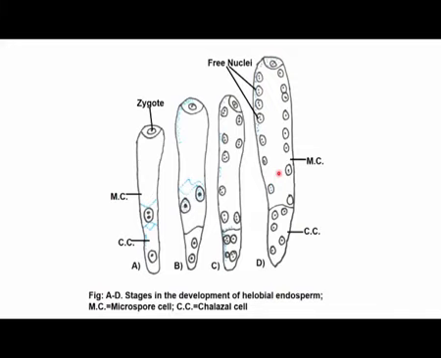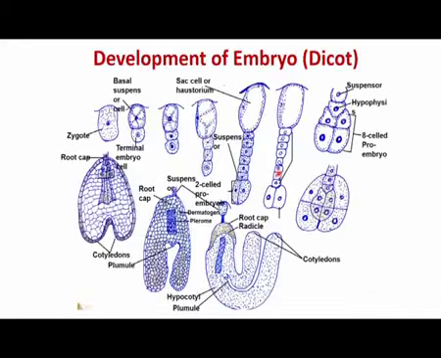So, once the endosperm is developed, the zygote is going to develop into the embryo. As you know, we have two different classes of plants: the dicot as well as the monocot. The embryo development in both cases is very different. So, let us see how the embryo is developed in the case of a dicot plant. These are the different stages present in a dicot plant.